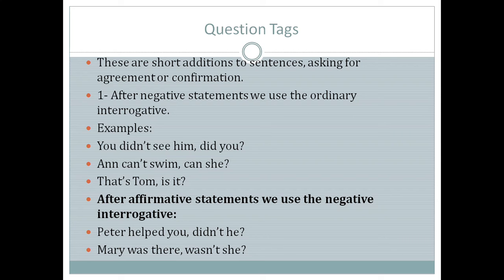So here, in these examples, Peter helped you, Mary was there, we have affirmative statements, so you can see that the tag is negative. Peter helped you, didn't he? Mary was there, wasn't she?